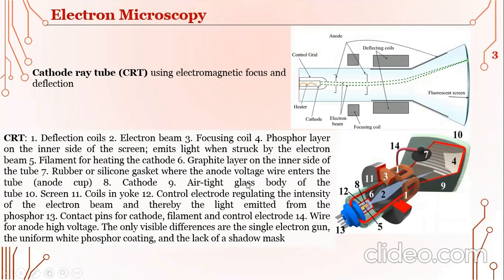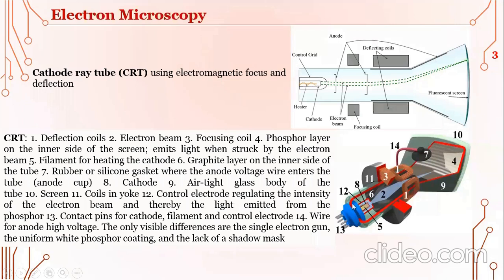After that, a rubber or silicon gasket where anode voltage wires enter the tube, the anode cup. Here is number 7. And the cathode is here, the cathode to emit the electrons, and the airtight glass body of the tube. Then the screen is there, the coils in the yoke, and the control electrode regulating the intensity of the electron beam, and thereby the light emitted from the phosphor. That is number 12 here.